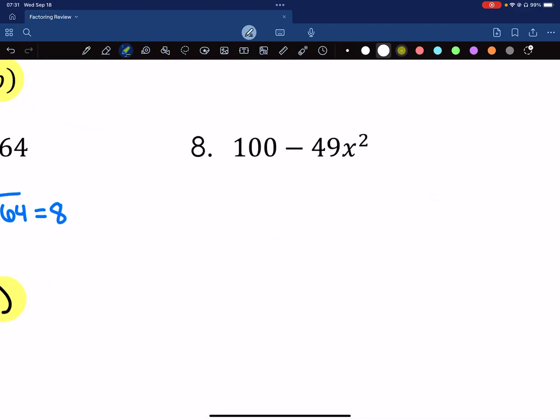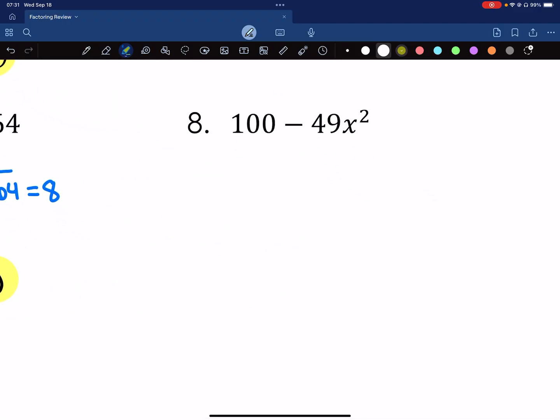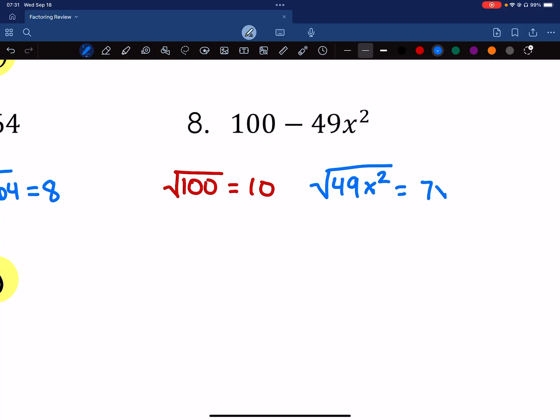Okay, so if you want to try this one, pause it, try it. That way you see how you do. So the square root of 100 is equal to 10. The square root of 49x squared is equal to 7x. We have our parentheses, 10 in the first spot, 7x in the second spot, 1 plus, 1 minus.